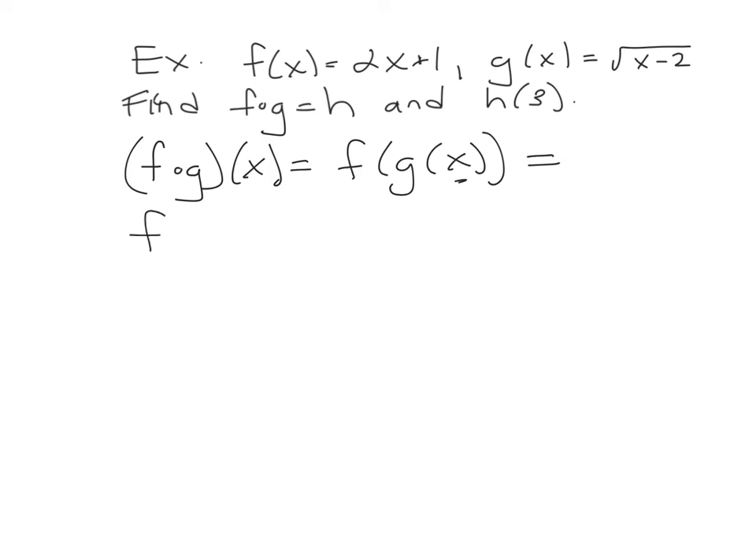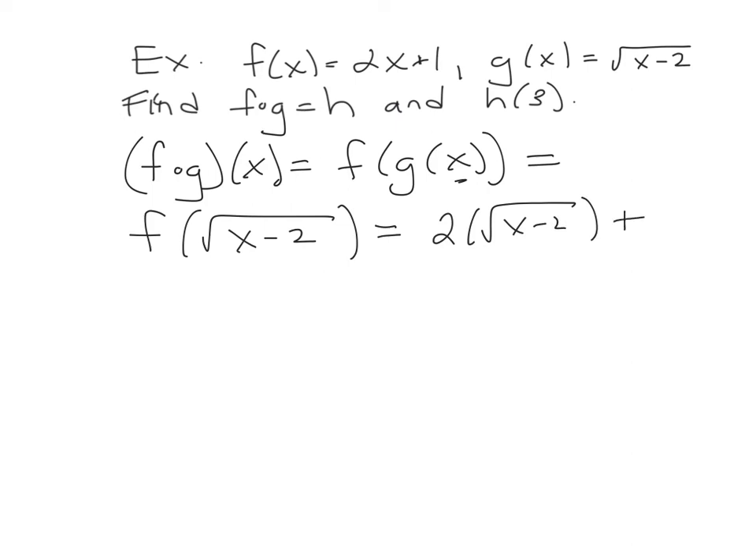So then I can rewrite it as f of g of x, and I'm going to put in the square root of x minus 2. So now I have f of the square root of x minus 2. Like we talked about in the last lecture, I'm plugging this into the function f. So I'm going to have 2, but I'm going to plug in the square root of x minus 2 for my value of x, plus 1. So now my new function h of x, which we defined as f composed with g, is going to be 2 square roots of x minus 2 plus 1.